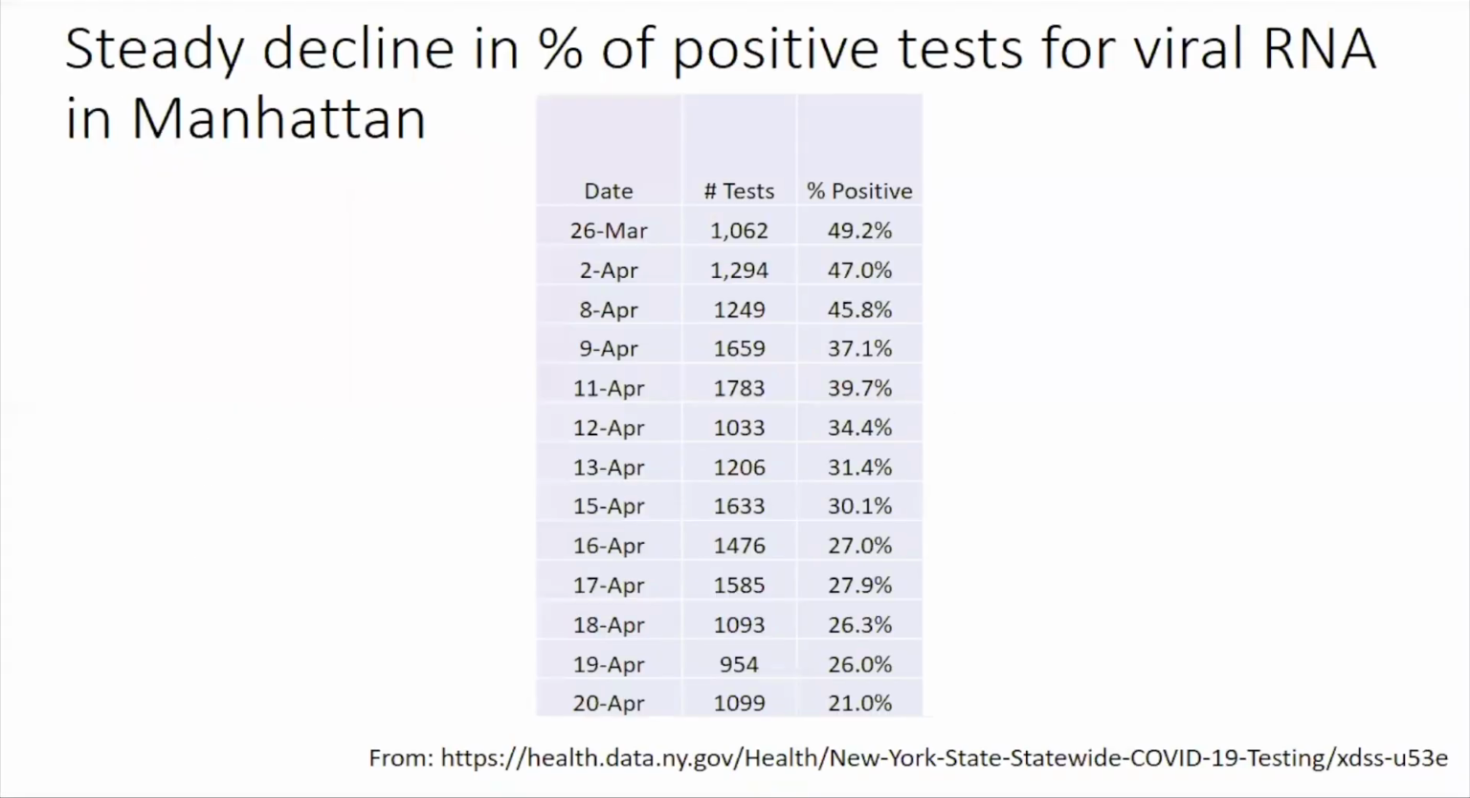This simply shows the decline in the percent of positive tests in Manhattan over the course of this pandemic. And I'll just make the point that in the top row, on March 26th, there were 1,000 tests done in Manhattan, and almost 50% of them were positive, indicating that there's very prevalent disease in people who are presenting for testing with the suspicion that they might have the virus. That percent positivity has been declining steadily over the ensuing weeks, and as of yesterday, it was down to 21% positive. So from this, you can deduce that the prevalence of new infection is going down dramatically, and we're clearly headed in the right direction. And this goes along with the decrease in the number of hospitalizations and the reduced death rate.